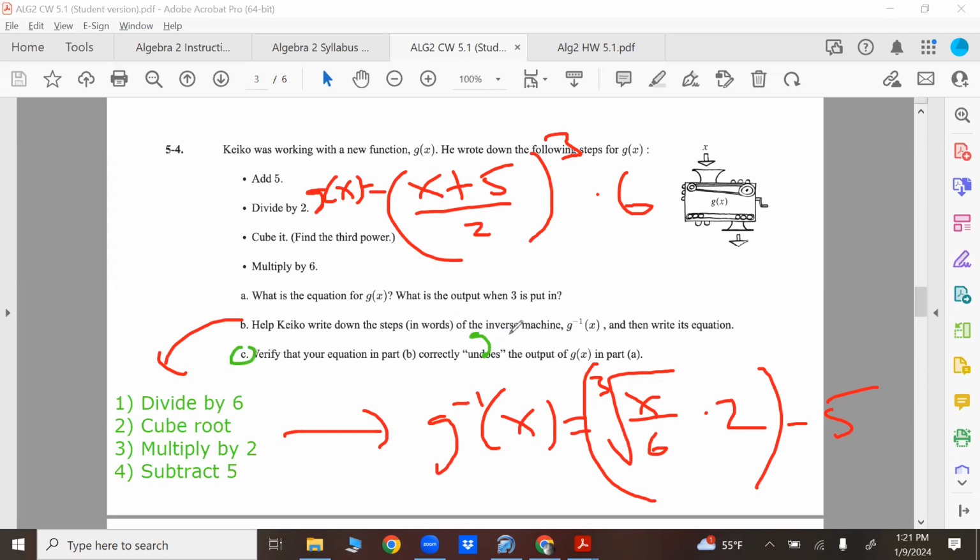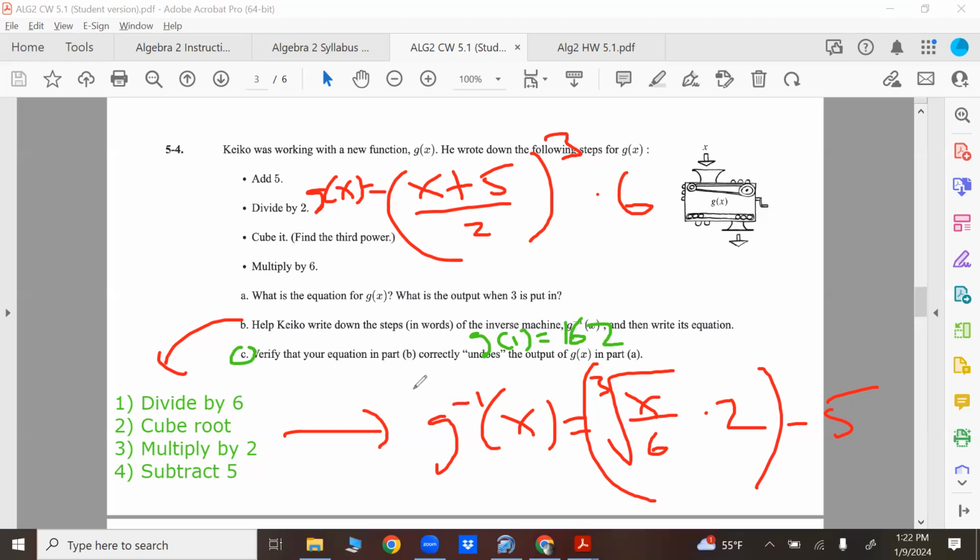Let's do g of 1. What's g of 1 going to be if you work that out? If I plug 1 into the original, that's 6 over 2, which is 3, cubed is 27. 27 times 6. What's 27 times 6? It should be 162, I think. Yeah, does that make sense? Because you divide by 2: 1 plus 5 is 6, over 2 is 3, cubed is 27. Yeah, it should be 162.